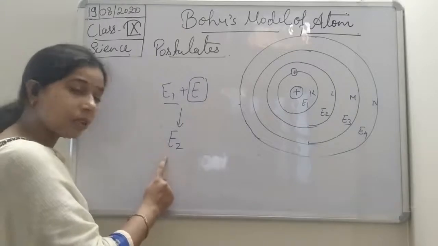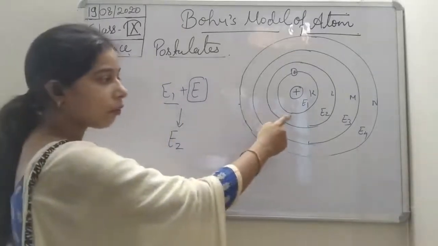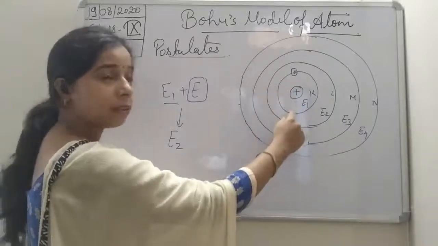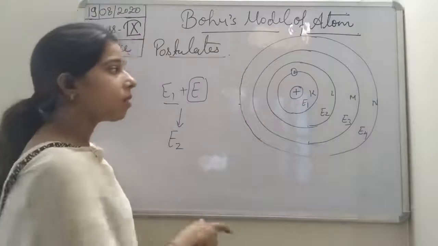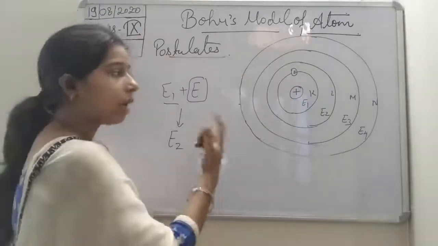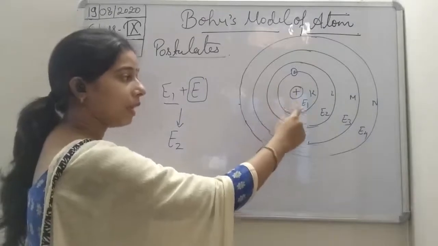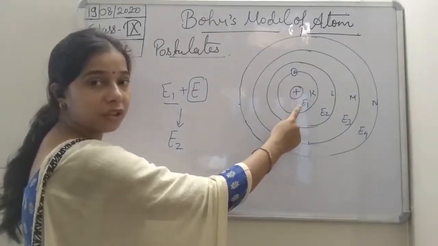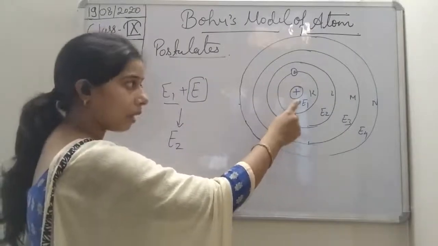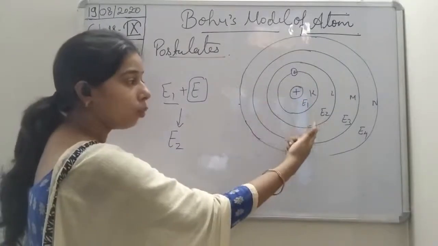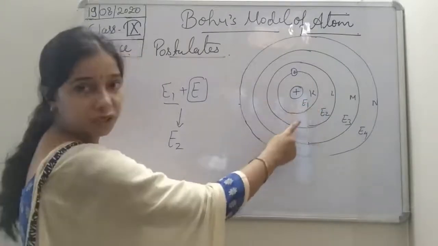So now this energy from E1 will get increased to E2. Now is it possible for this electron to revolve in this stable orbit? No. Why? Because the energy got increased. Now the energy of this particular electron, which is revolving in the K shell and has the energy E1, is not E1 right now, it is more than that, it is E2.